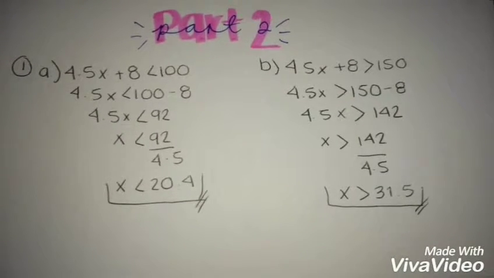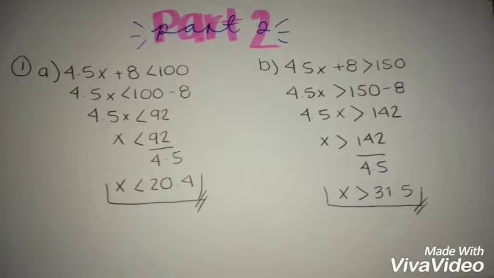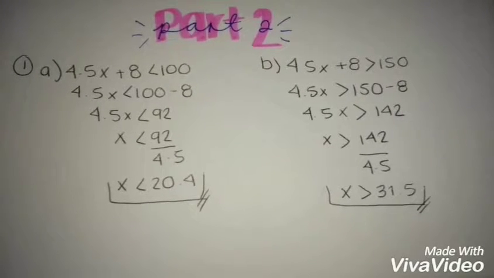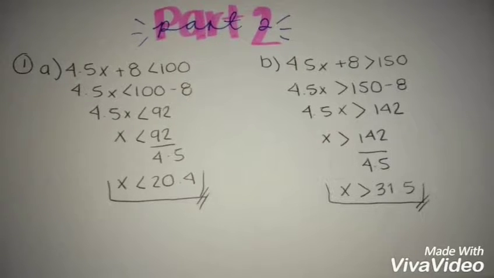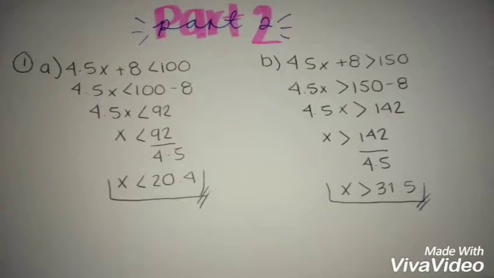The result is 31.5. This means that the number of kilometers must be greater than 31.5 for the total to be greater than 150.